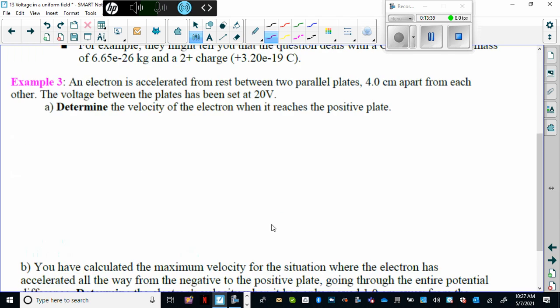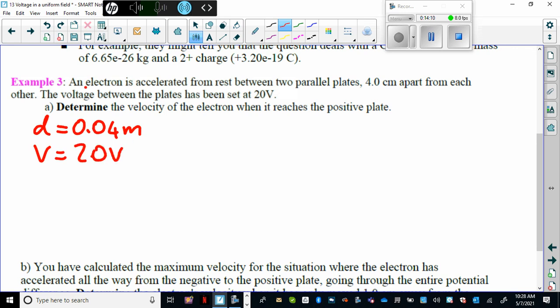So example number 3, an electron is accelerated from rest between two plates 4 centimeters apart from each other. The voltage between the plates is 20 volts. Determine the velocity of the electron when it reaches the plate. So again, let's write down all the information we have. We have the distance between the plates, 4 centimeters, 0.04 meters. We have the voltage, 20 volts.